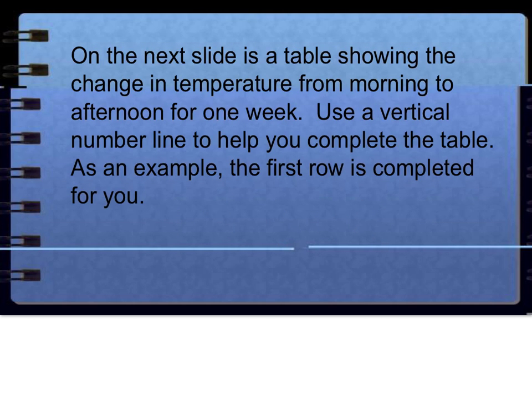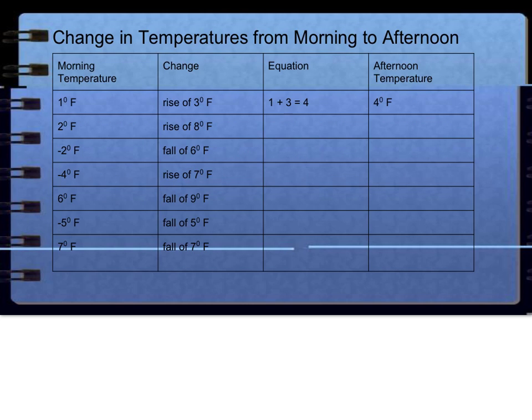On the next slide is a table showing the change in temperature from morning to afternoon for 1 week. Use a vertical number line to help you complete the table. As an example, the first row is completed for you. All right, so here we have a morning temperature of 1. We know that it rose 3 degrees. So our equation is 1 plus 3 equals 4. The afternoon temperature is 4 degrees. Would you please finish the rest of this table on your own? I should be paused. When you're ready to check, come back to me.